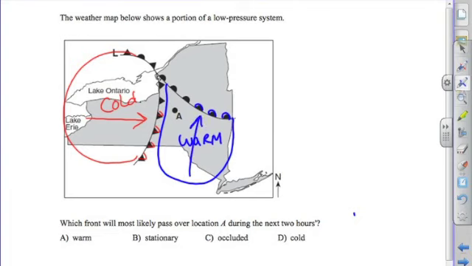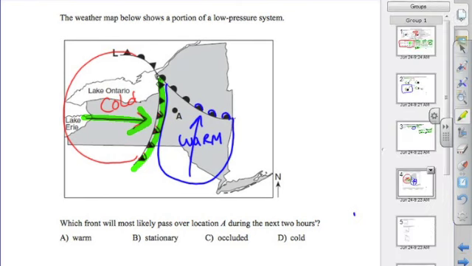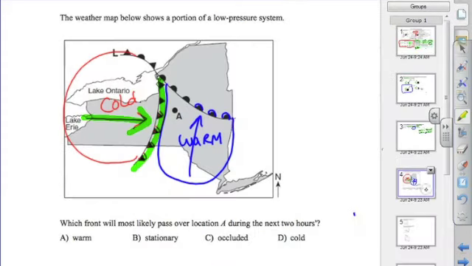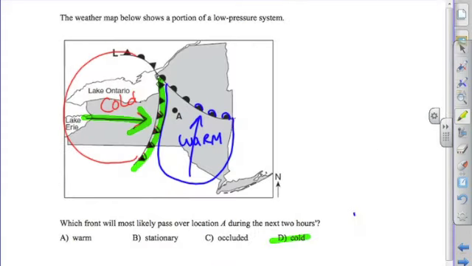So they want to know which one's going to pass over location A in the next 2 hours. Not the air mass itself, but the front. I have to go with these little triangles. They are indeed heading in this direction and they're about to crash into City A. The little triangles, according to my reference table, right here, designate a cold front. So I'm going to go with choice D on this question.